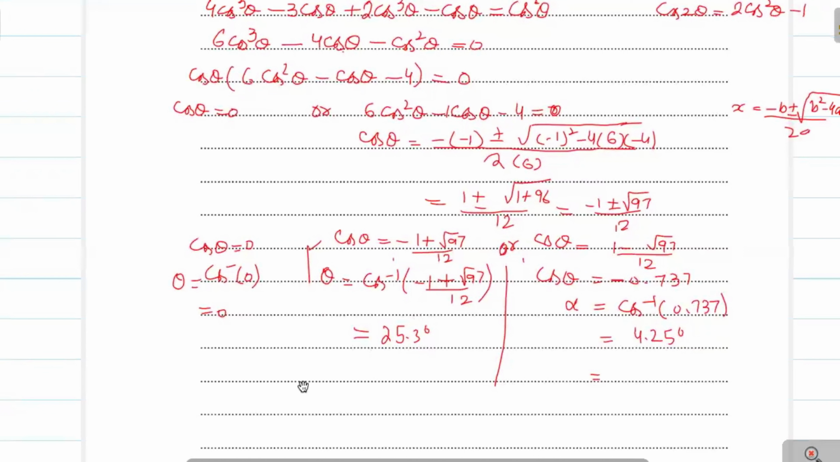Now for the negative value, you see here the range of theta is 0 to 180. Therefore, cos will be negative in the second quadrant. Therefore, theta will be equal to 180 minus alpha, so 180 minus 42.5, and this value will be equal to 137.5 degrees. This is the answer.